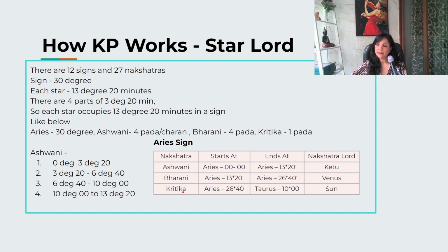And then one pada of Kritika, which starts from 26 degrees 40 minutes to 10 degrees. Only one pada will be included here, and the remaining 3 padas of Kritika will be in the Taurus sign. Okay, it begins from Aries, and since one star is of 13 degrees 20 minutes, it ends at 10 degrees in the Taurus sign. And Sun is the star lord here. So check the degree of the planet, see the star, and then the lord. That is the star lord. Okay.